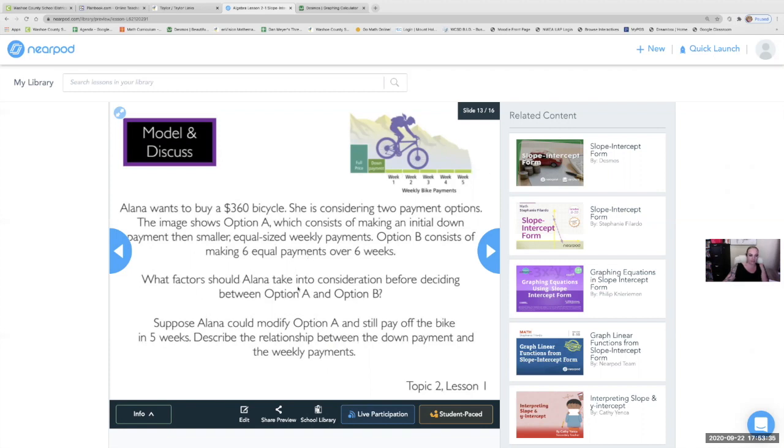What factors should Alana take into consideration before deciding between option A and option B? So think about that. And if you're thinking, yeah, it depends on, I mean, if she's not making a down payment, what is that going to do to her weekly payments, right? Her weekly payments are going to be higher, even though she's paying for 1 extra week, depending on how much her down payment is. So thinking about this as a graph, your down payment is where you're going to start on the y-axis. So that's your y-intercept. And then your weekly payments are going to be your slope, how much it's decreasing.